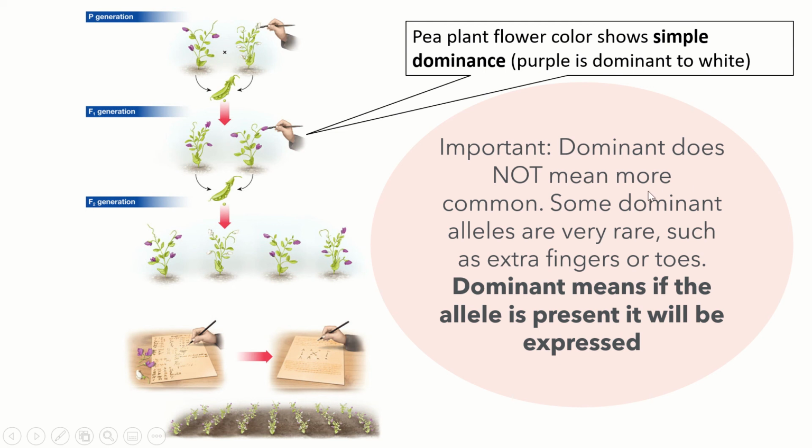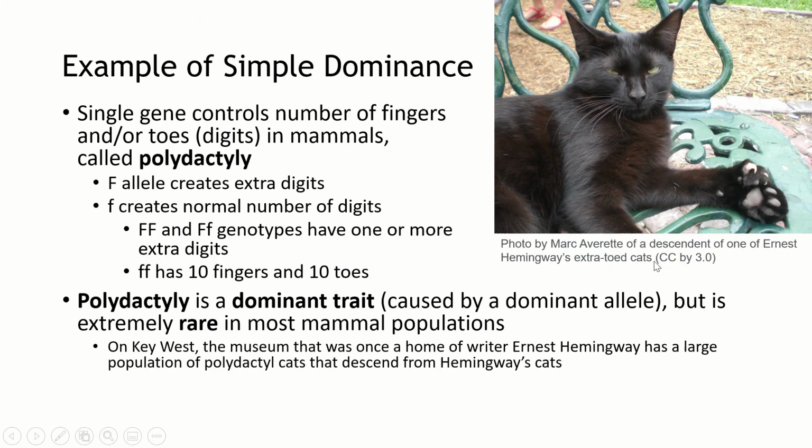Now, important note. A lot of people confuse dominant with common. And it makes sense, especially when we're showing pictures like this, where we have 3 out of 4 purple, 1 out of 4 white. That means the purple are more common. But that's not always true. There are several dominant alleles that are very rare, and one of those makes individuals have extra fingers or toes. So this is an example of simple dominance of a dominant trait.